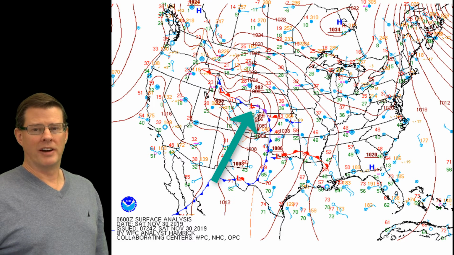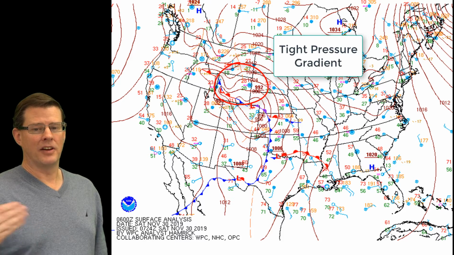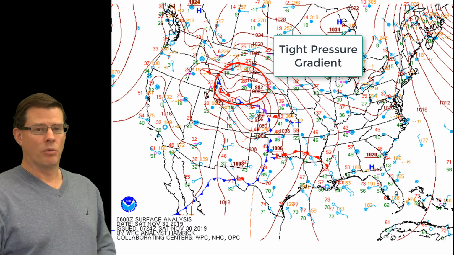The one other thing I want you to notice, those lines, how they're pretty tightly packed across Wyoming. Those are lines of equal pressure, and it gives us what we call a tight pressure gradient. Usually the tighter the pressure gradient, the more wind we get. More on that in a minute.